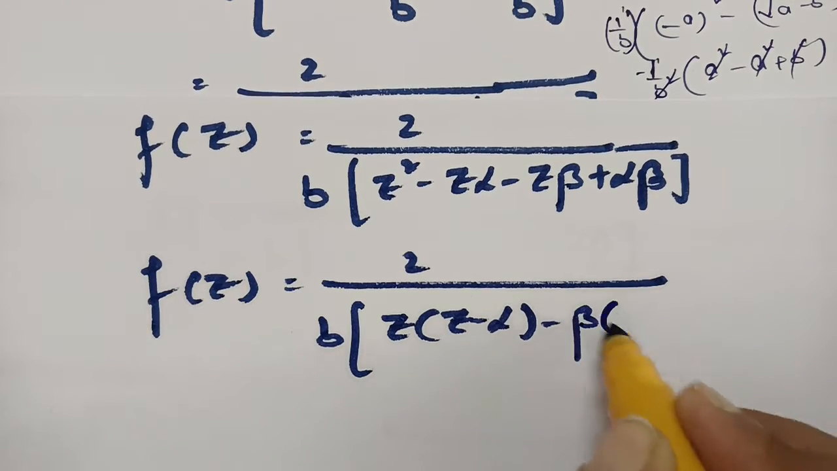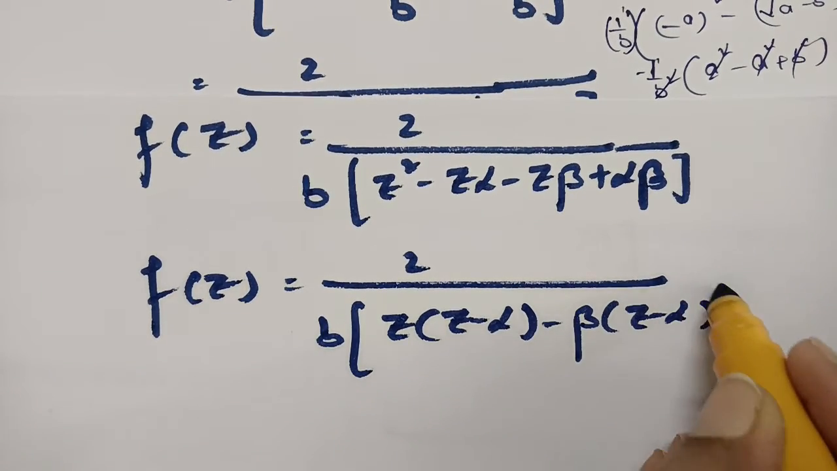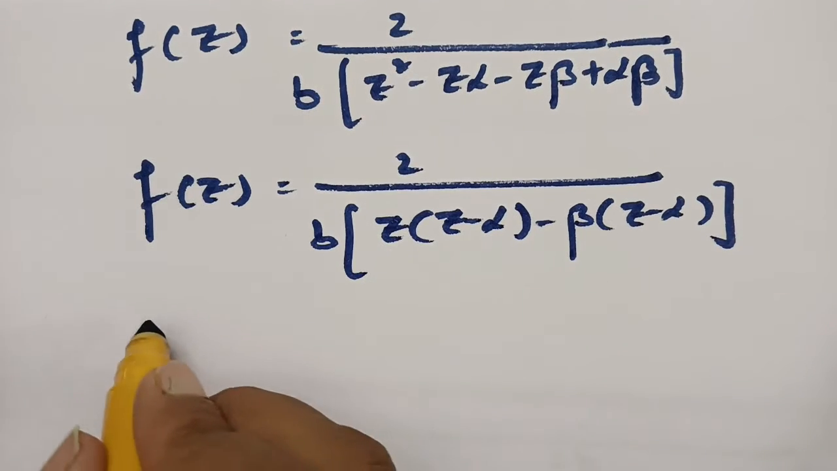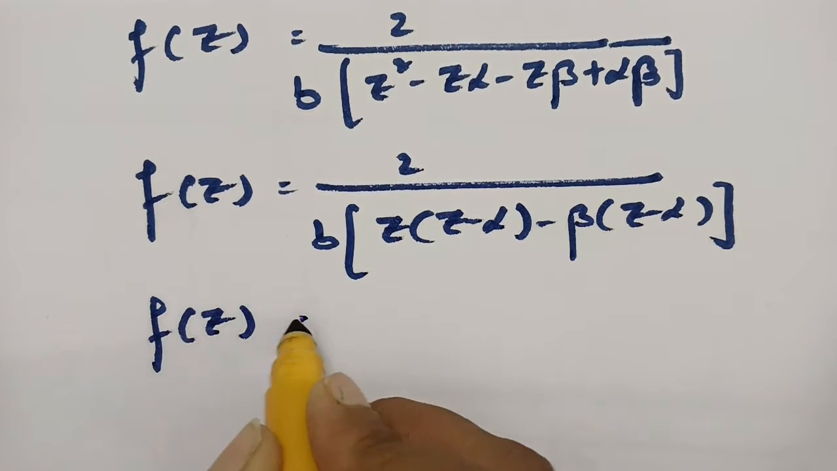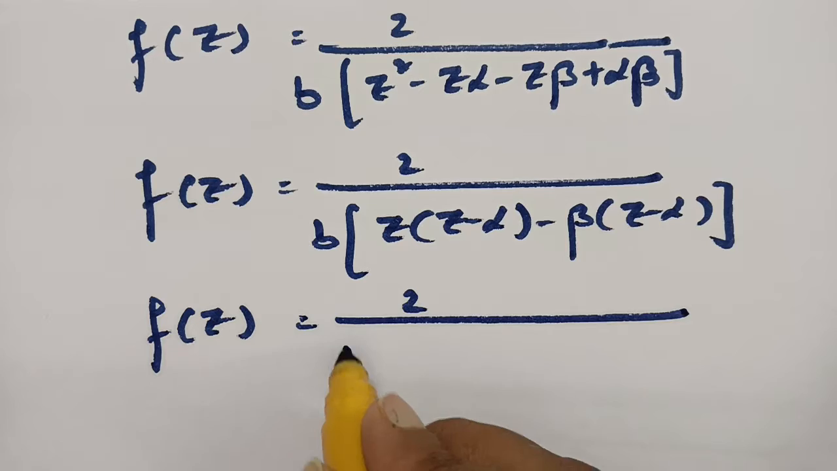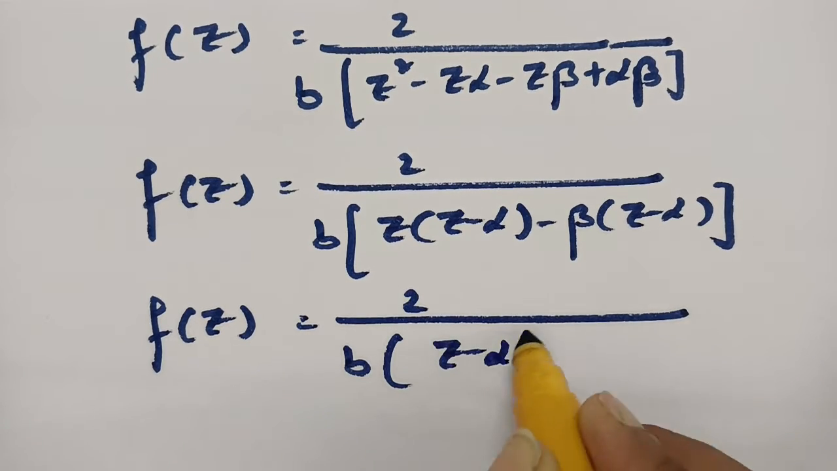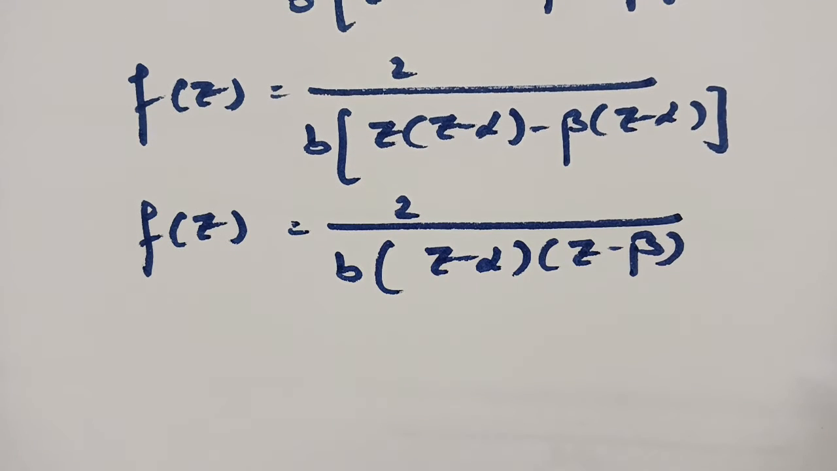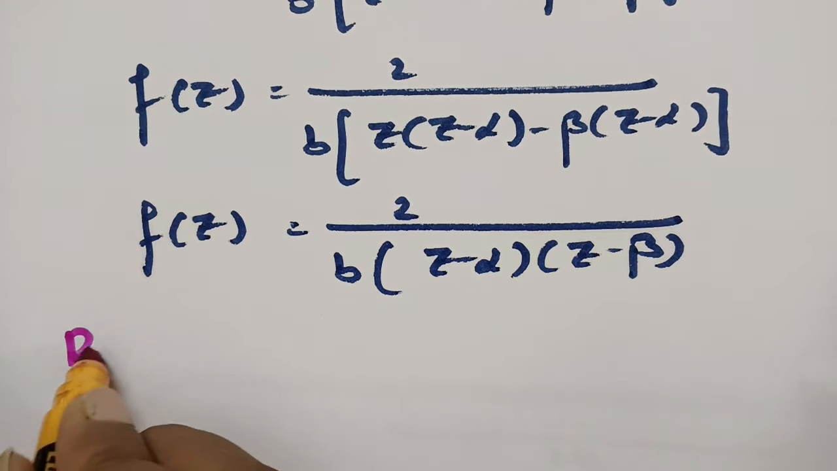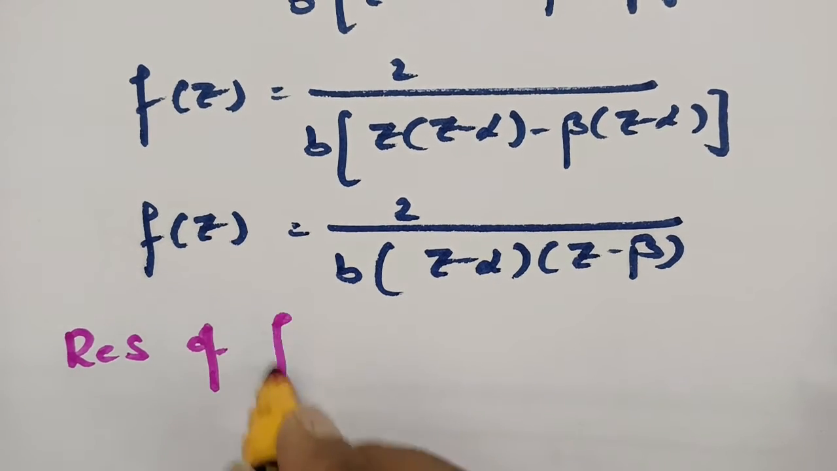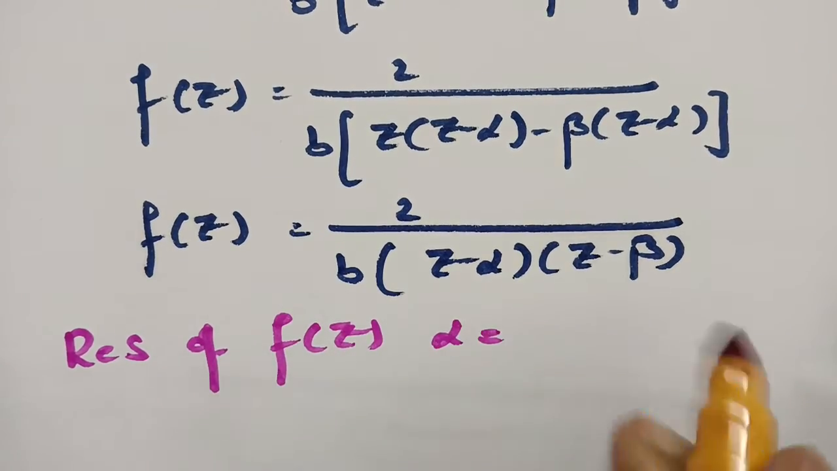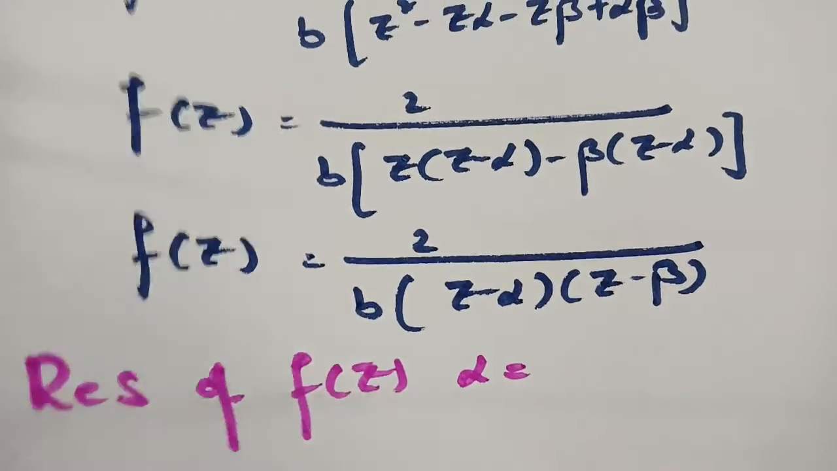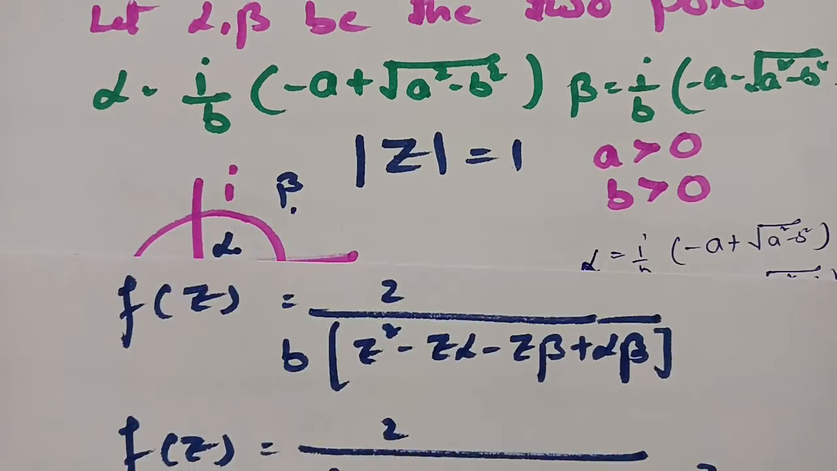If I take minus beta common, this will be z minus alpha again, and therefore f of z is equal to 2 by b times z minus alpha into z minus beta. So for this f of z, we have to find the residue at the point z is equal to alpha. So we have to find the residue of f of z at alpha. What is our alpha value? Alpha value is nothing but minus i by b.